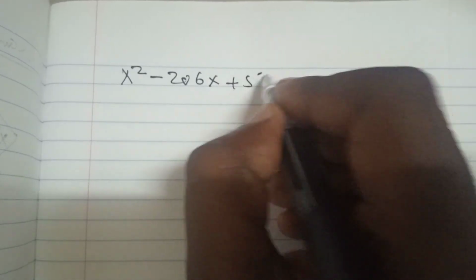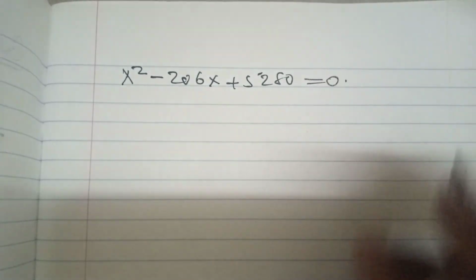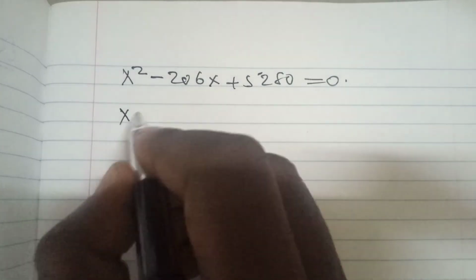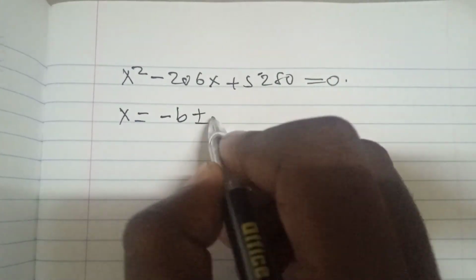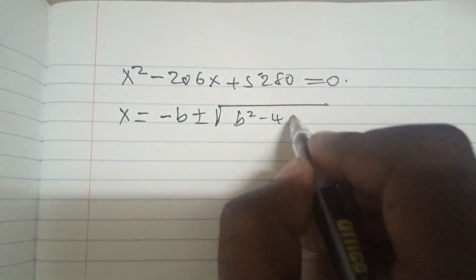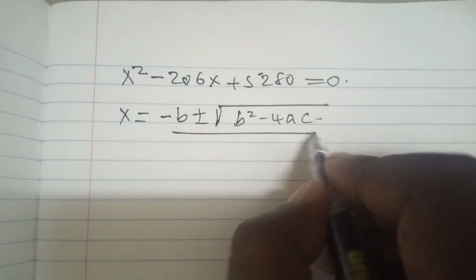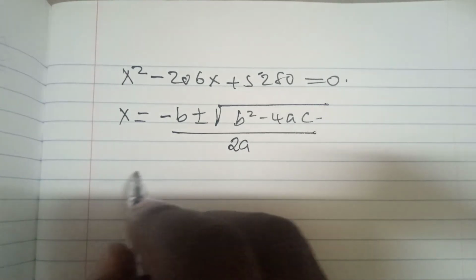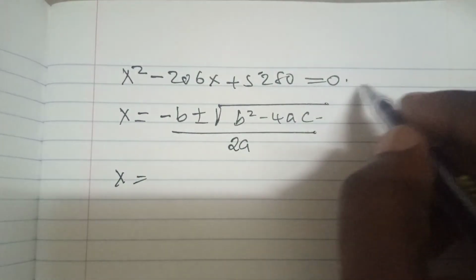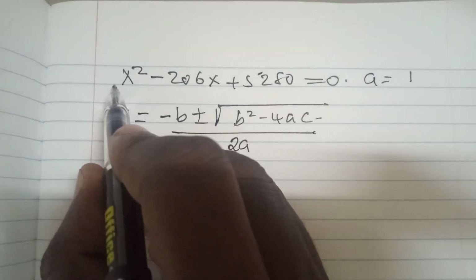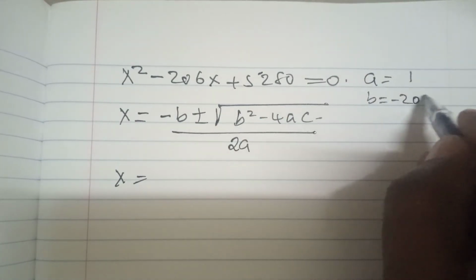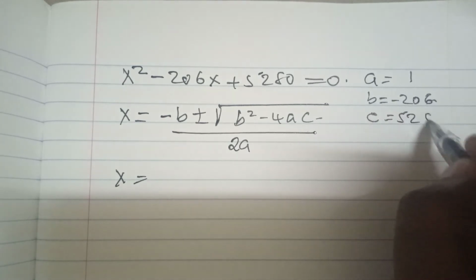We have the equation which is x squared minus 206x plus 5280 is equals to 0. Using quadratic method, x becomes, of course, minus b plus minus the square root of b squared minus 4ac, I hope this is clear with you, over 2a. So our a is 1 because it's the coefficient of x squared. Our b is minus 206 and our c is 5280.